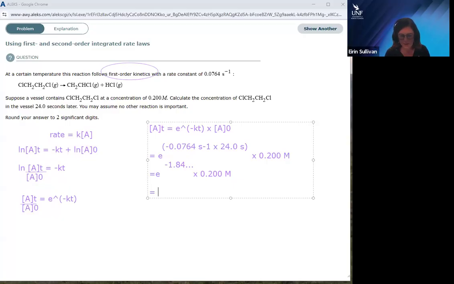So that should shake out to be about 0.1598 times 0.200 molarity, which is going to give me a number for my molarity of 0.03196 and so on molarity. We're asked for two significant digits, so the two significant digits, that'll be 0.032 molarity, or 3.2 times 10 to the minus 2.